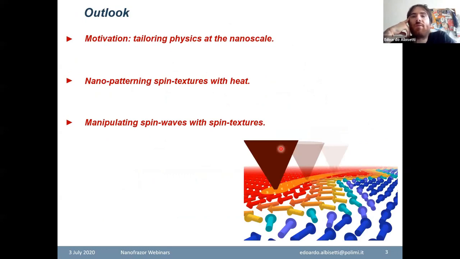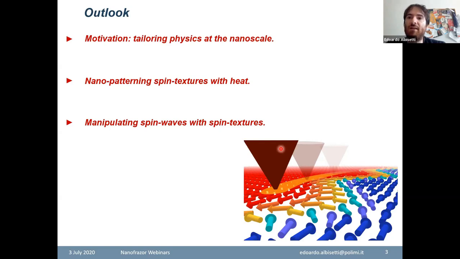This is the outline of the presentation. First, I will talk about the motivation for our work, a little bit more in general than the particular application that I will talk about. The motivation is to try to find new ways for tailoring the physics of materials at the nanoscale for building new materials. Then I will talk about the specific technique that we developed that is used for patterning spin textures, so zones of the magnetic materials with a well-defined direction of the magnetization using the heated tip.